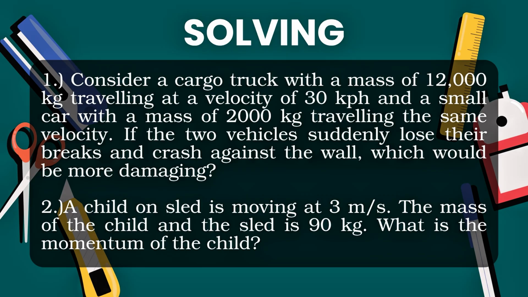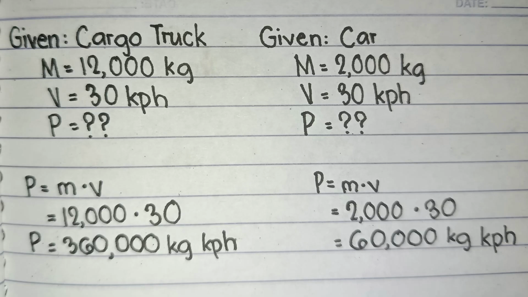Now, let us focus on some problems to solve regarding our topic, momentum. Number 1. Consider a cargo truck with a mass of 12,000 kilograms traveling at a velocity of 30 km per hour, and a small car with a mass of 2,000 kilograms traveling with the same velocity. If the two vehicles suddenly lose their brakes and crash against the wall, which would be more damaging? First, let's jot down the given. For the cargo truck, the mass is 12,000 kilograms, while the velocity is 30 kilometers per hour. For the car, there is 2,000 kilograms with the same velocity of 30 kilometers per hour.